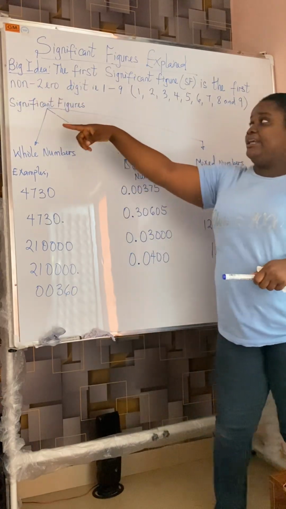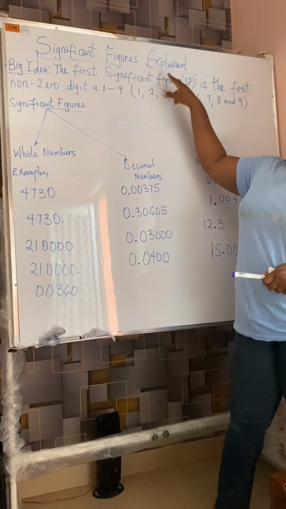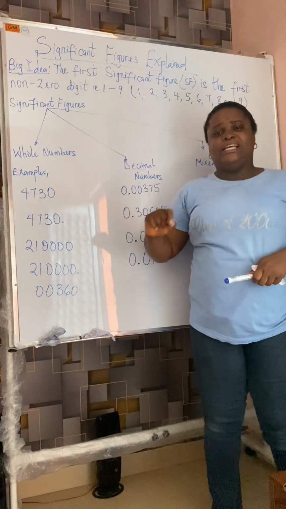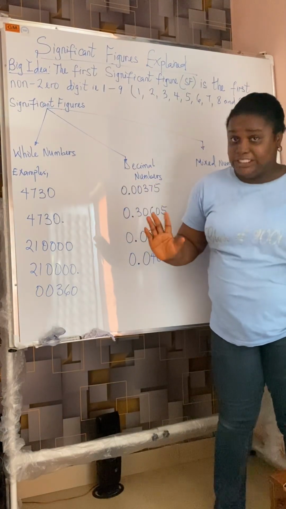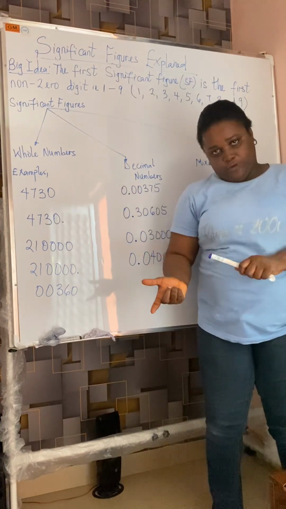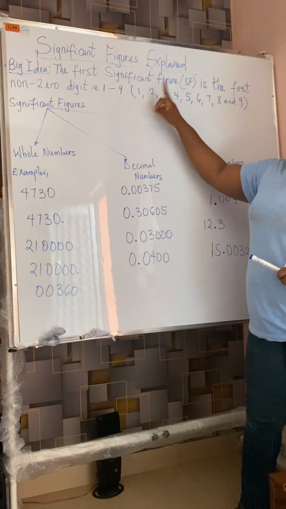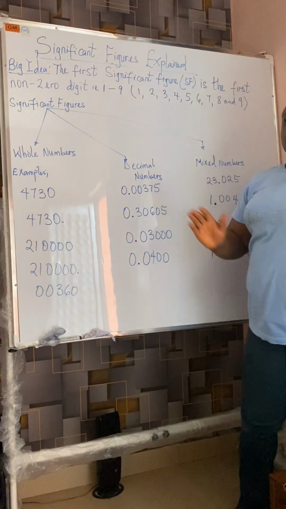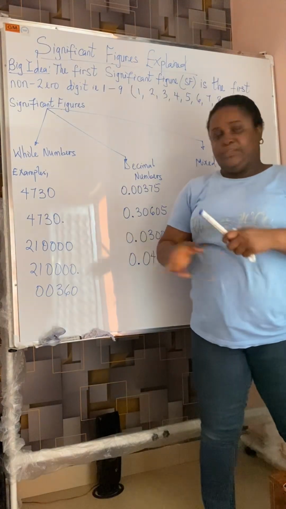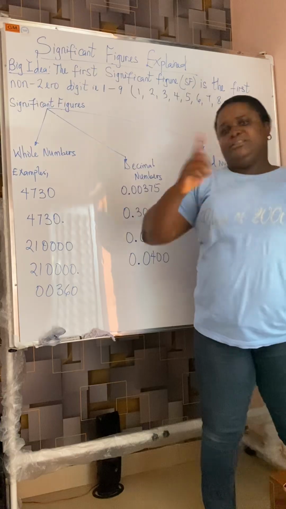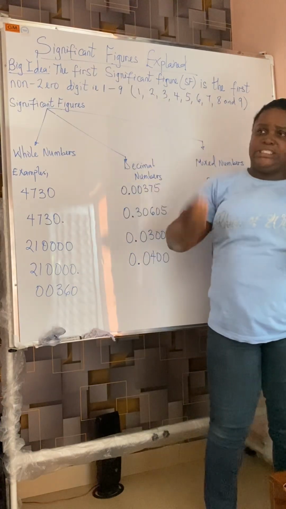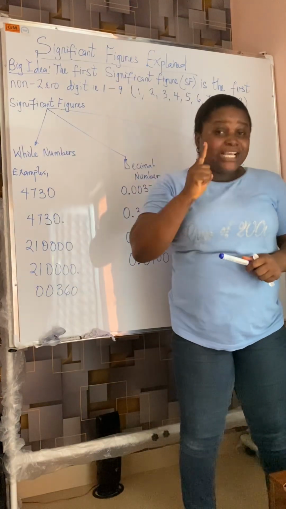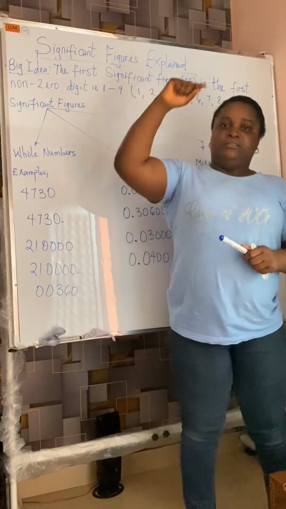The big idea says that the first significant figure, which we write as SF, is the first non-zero digit. The first non-zero. So if a digit is a non-zero, it means it has to be 1 or 2 or 3, 4, 5, 6, 7, 8, 9. So from the numbers 1 to 9, they are all non-zero. Non-zero means not zero. Now, your significant figure starts, or the first significant figure begins with the first number that is a non-zero.